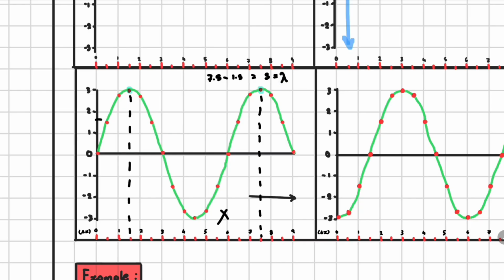Let's try this with 2 other points that are in phase on this waveform. Let's identify our points in phase. Let's go with that one and that one. If I were to calculate the wavelength using these 2 points, that would be 8.5 minus 2.5, which is in fact equal to 5. And that is the wavelength.